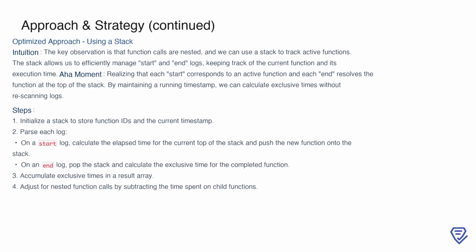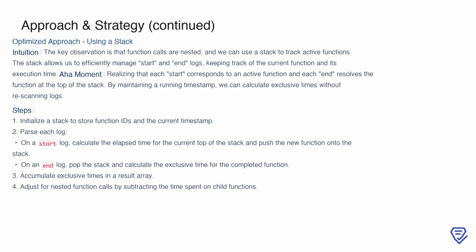A more efficient approach leverages the fact that function calls are inherently nested, which aligns perfectly with the structure of a stack. Using a stack, we can track active functions and their execution times without needing to rescan the logs. Here's how it works: every time we encounter a start log, we calculate the elapsed time for the function currently at the top of the stack, then push the new function onto the stack. When we see an end log, we pop the function from the stack, calculate its exclusive time, and add it to our results. Throughout this process, we maintain a running timestamp to ensure accurate calculations.